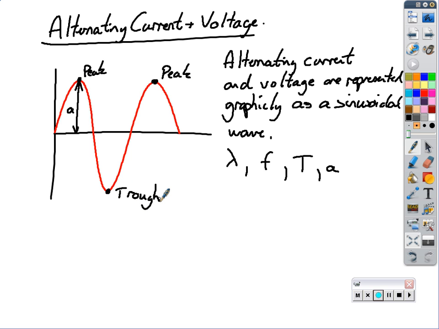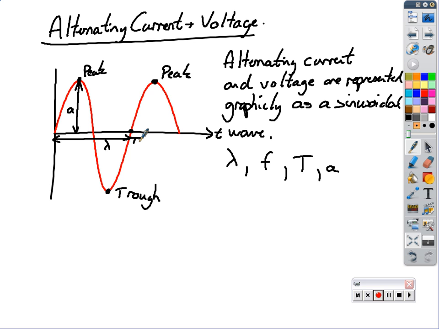Now we obviously are interested in the time it takes as well. So we want to know that this also is a wavelength, lambda. And the time for that wavelength is the period. So if this was t for time, then this point here would be the period, large T.